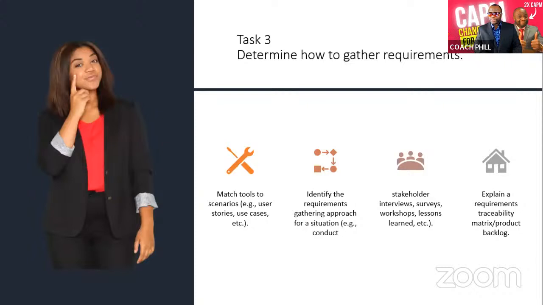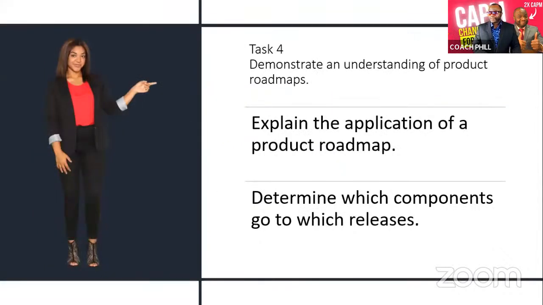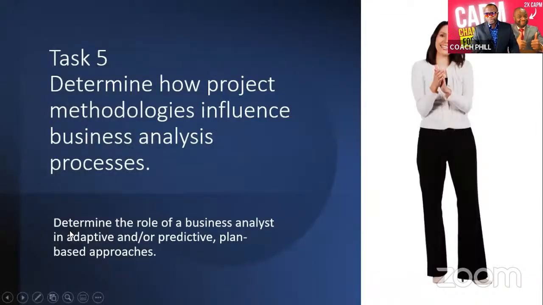Task 3, determine how to gather requirements. So match tools to scenarios, identify the requirements, stakeholders, interviews, surveys, just know what to use to gather requirements. Task 4, demonstrate an understanding of product roadmaps. Very interesting that they're accentuating this. So if you have a very solid agile background, a BA background, this is not a showstopper for you. Explain the application of a product roadmap, determine which components go to which releases. It's a good inclusion there.